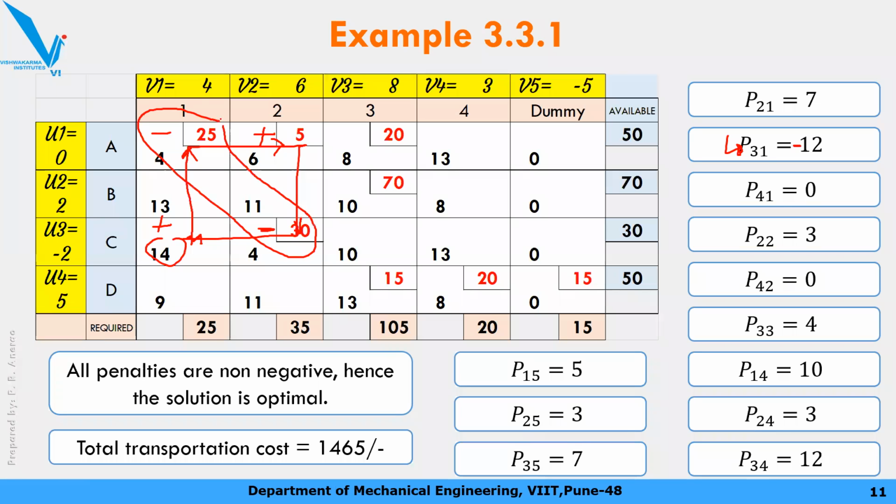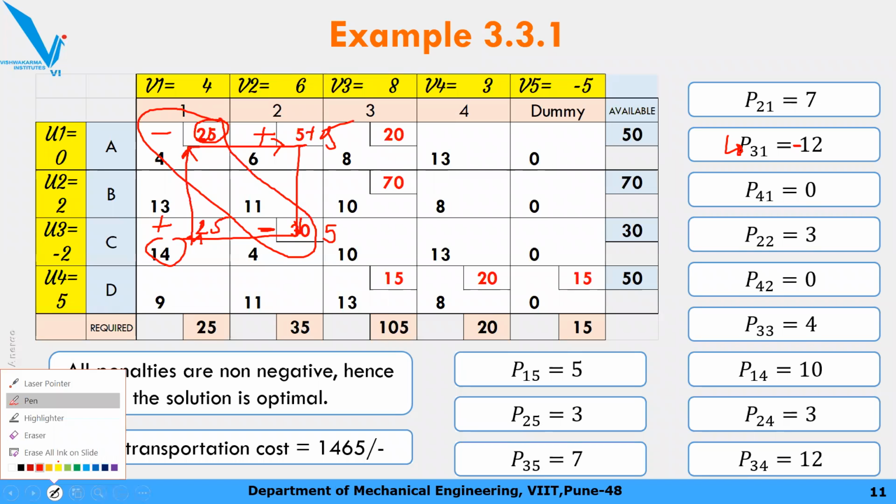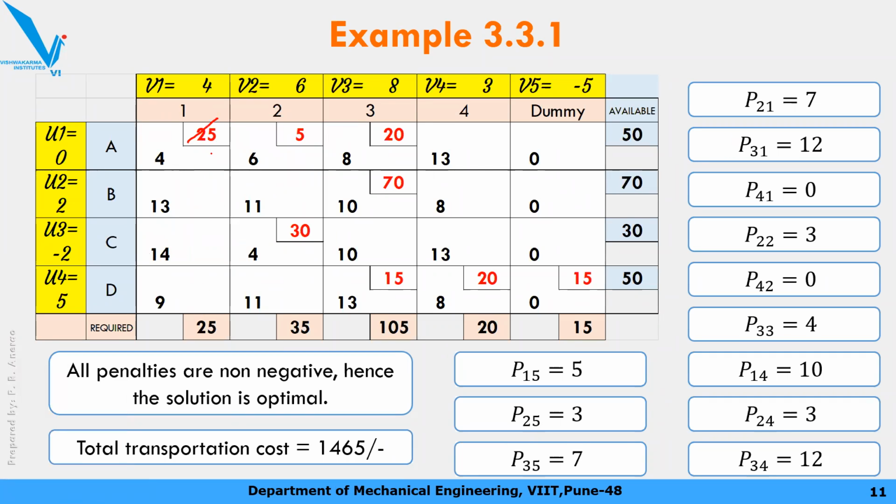Okay. Now compare the negative allocations, 25 and 30. Whichever is the least, here it is 25. So take 25, add it to 14. Add it here also, and deduct 25 from 25 and 30. So that will be your new allocation. So here it will be 0. You will have 25 here, 30 here, and 5 here. So this way you proceed. It's similar to our earlier step.